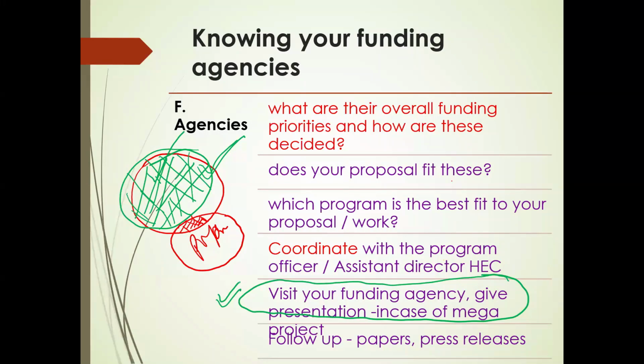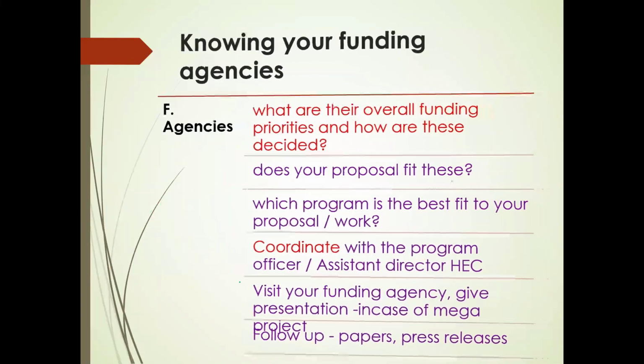Because sometimes there are things that are not portrayed in the paper documents of the program, but in the meeting the authorities are present, and in your discussion you should be quite vigilant with them, and they will tell you the priorities of the funding agency program. So meeting is encouraged with the authorities or the regulators involved in the funding agencies. Then project follow-up, paper presentation, and press releases are also important, especially when you have an ongoing project.